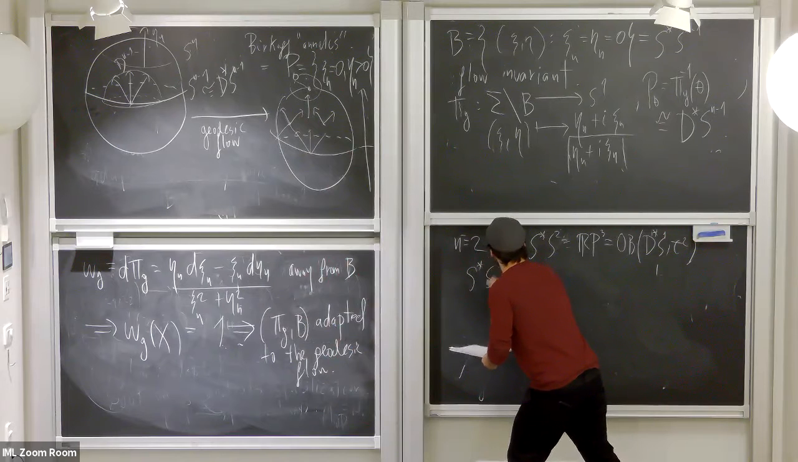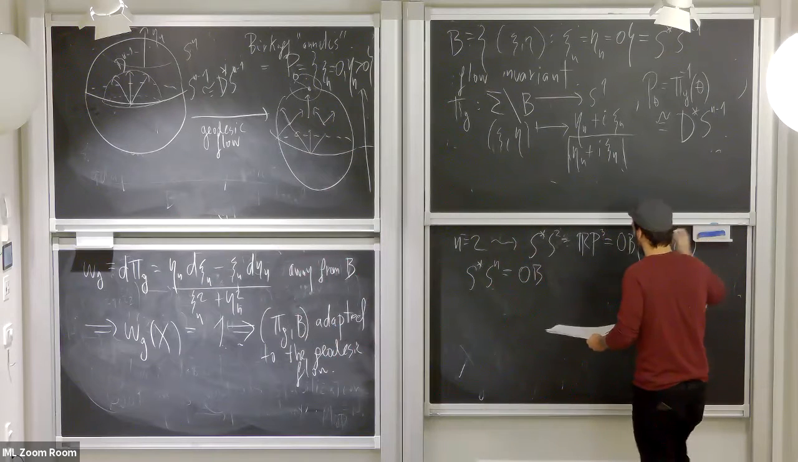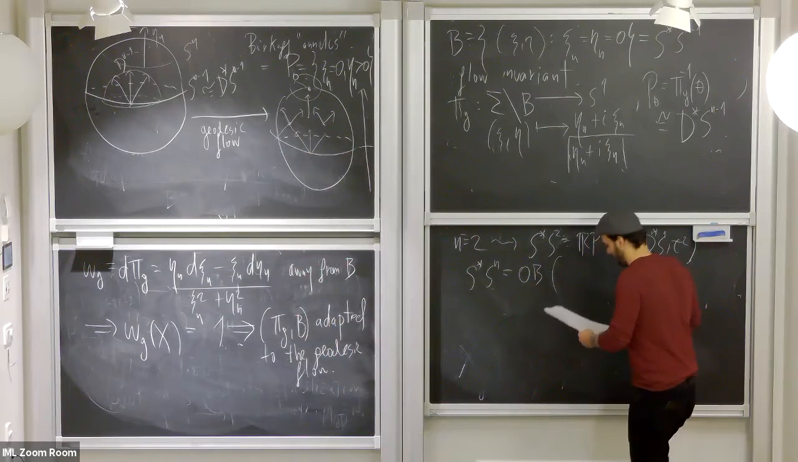And for S^*S^n, what's the monodromy of the open book? It's a generalization of the Dehn twist, which is usually called the Dehn-Seidel twist.